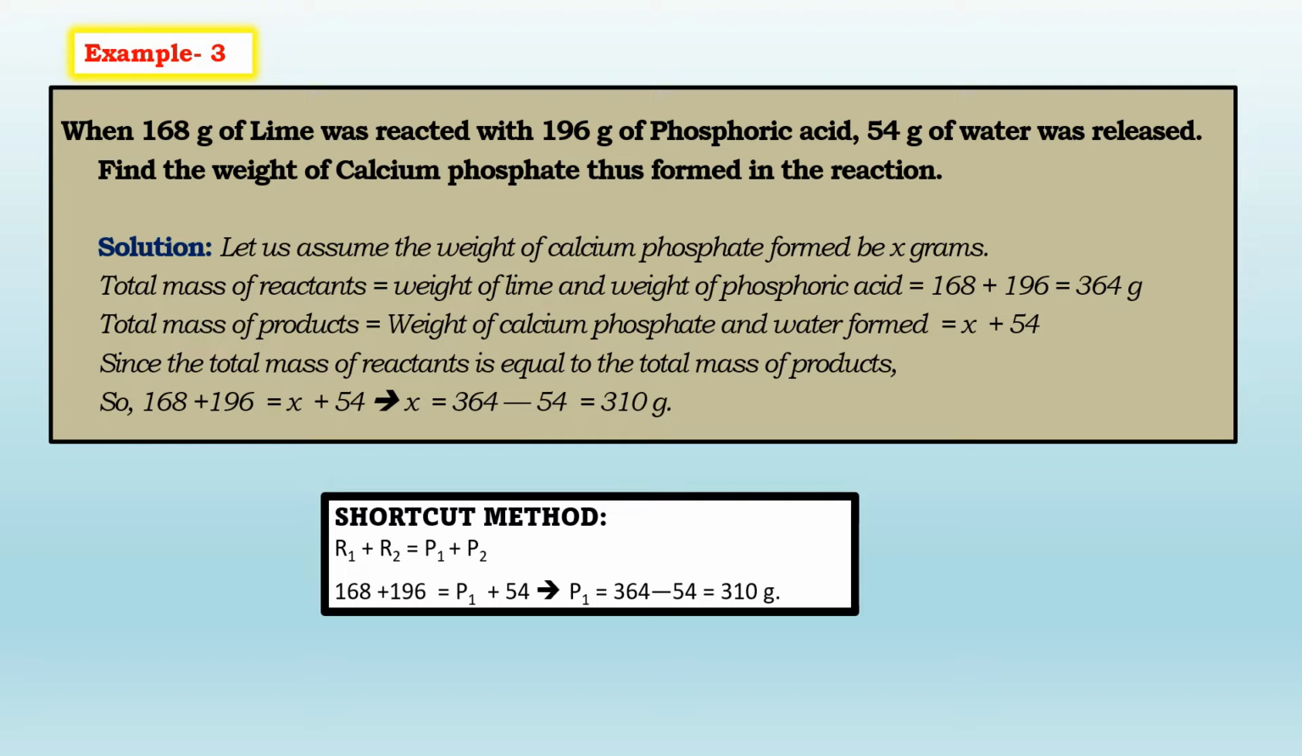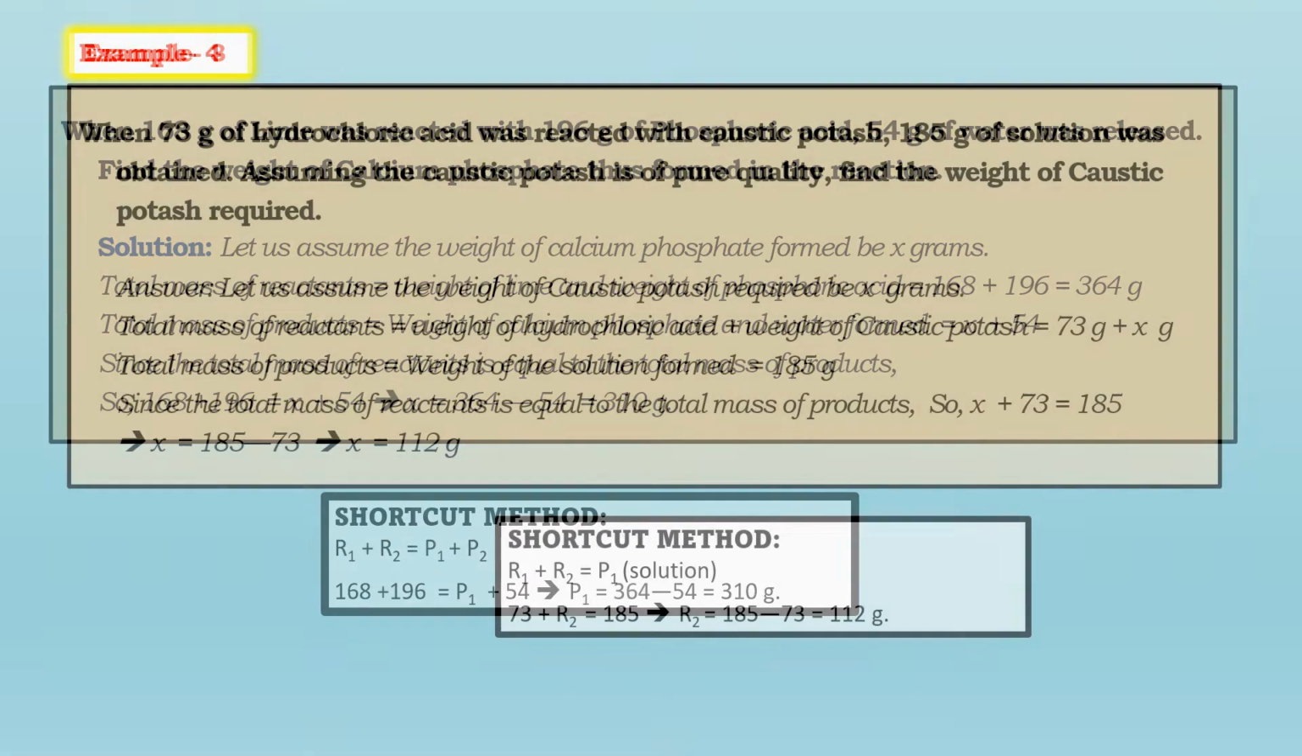168 plus 196 is equal to P1 plus 54, that is equal to P1 is equal to 164 minus 54, is equal to 310 gram.